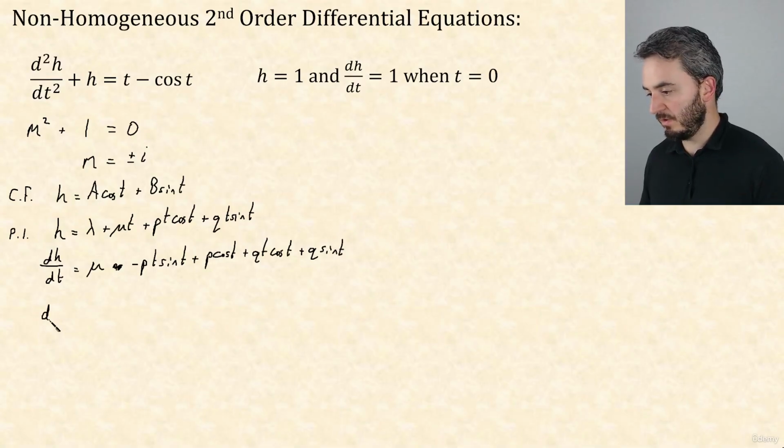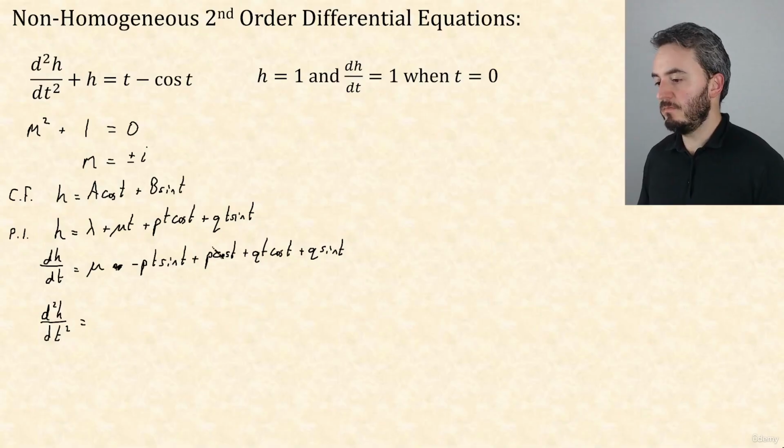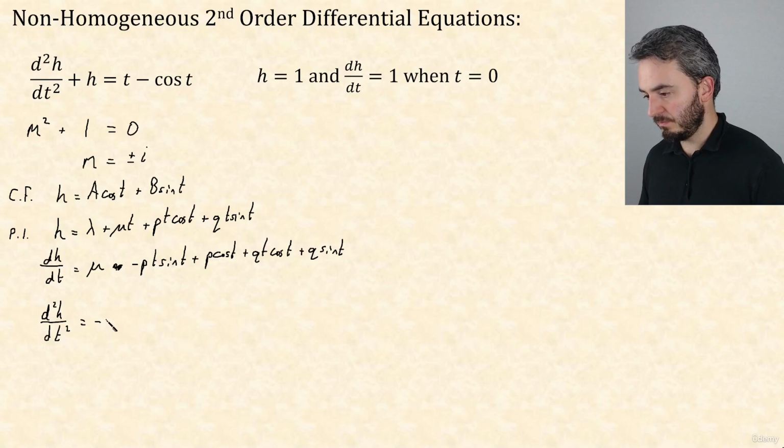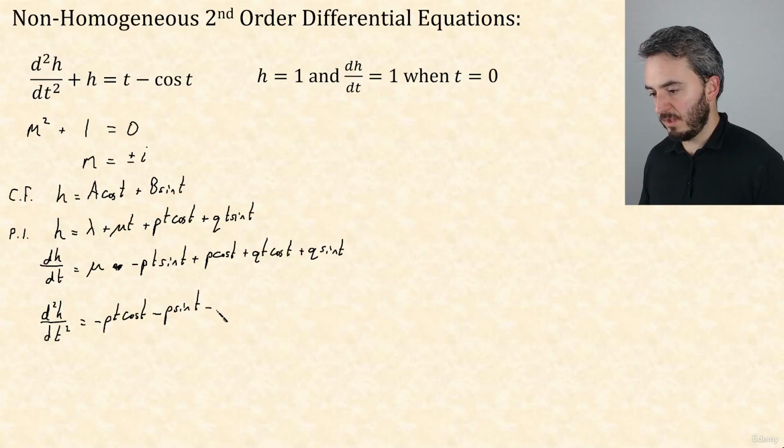And then the second derivative, so our mu is gone. Differentiating this using the product rule, u v dash plus u dash v, so that's minus u dash v. This just differentiates to minus p sine t. Product rule here, so u v dash is minus q t sine t plus u dash v, so plus q cos t, and then this one just differentiates to plus q cos t.